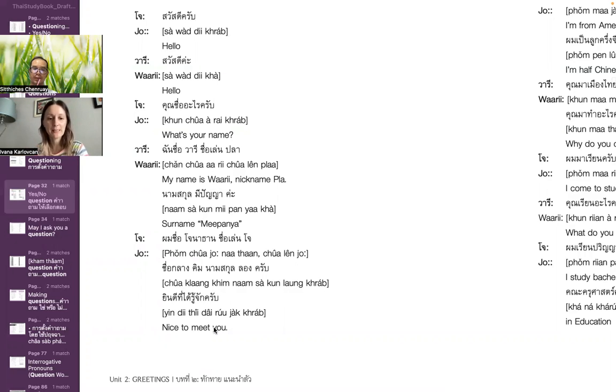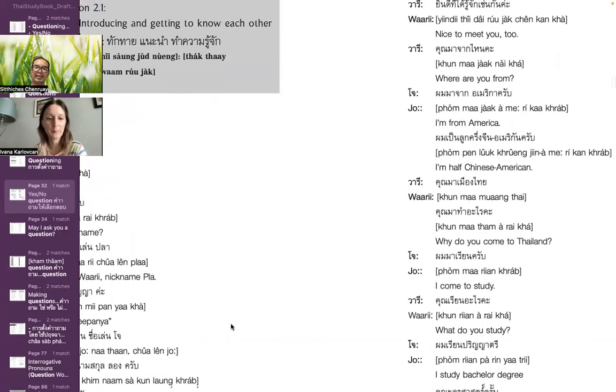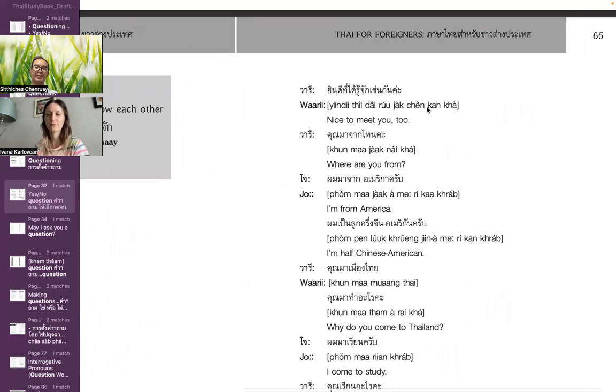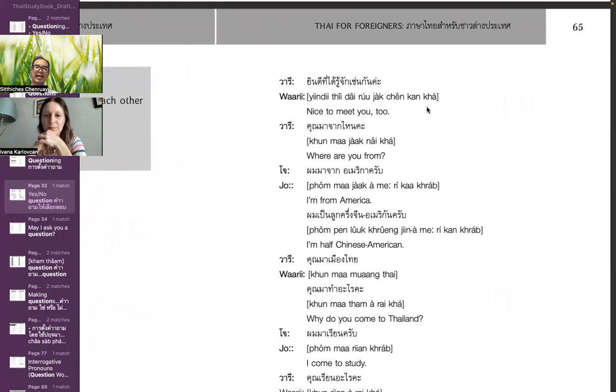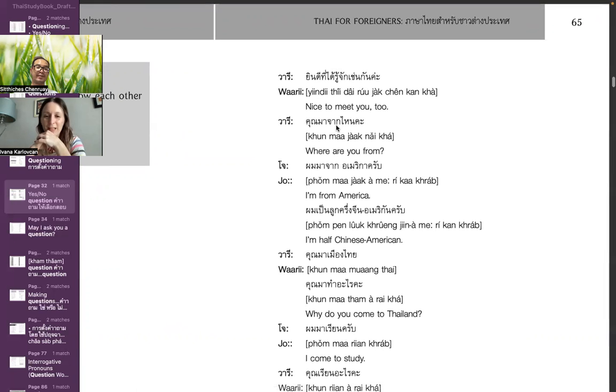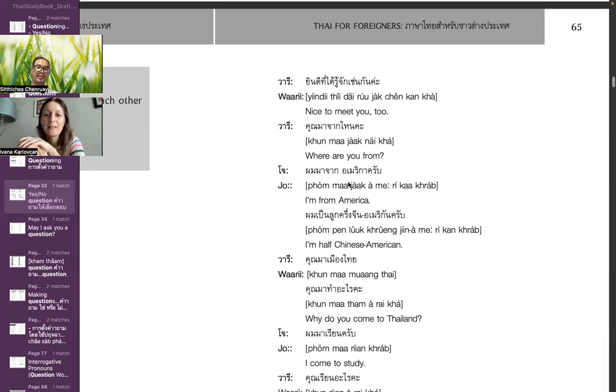Then another word: Yindi ti dai rujak krap. Rujak, you know. Yindi ti dai rujak chen gan ka. Kun ma jak nai ka? Pom ma jak America krap. Okay, I'm from America.